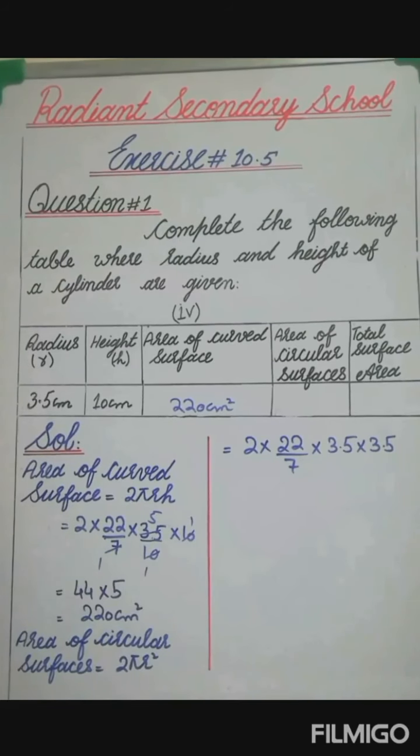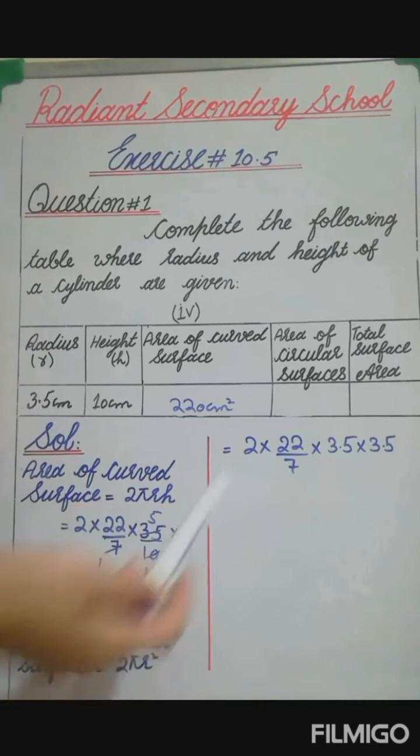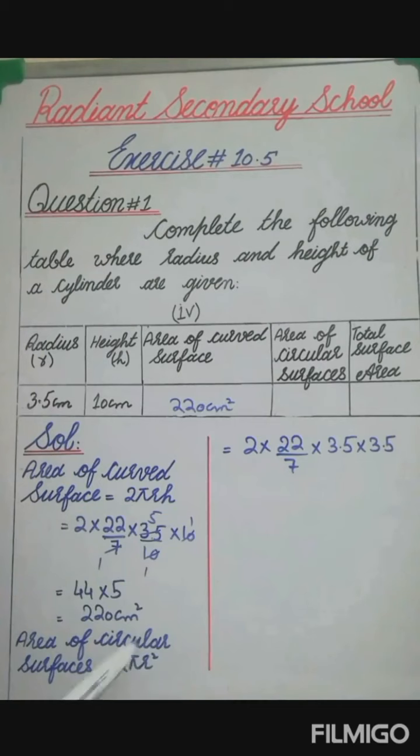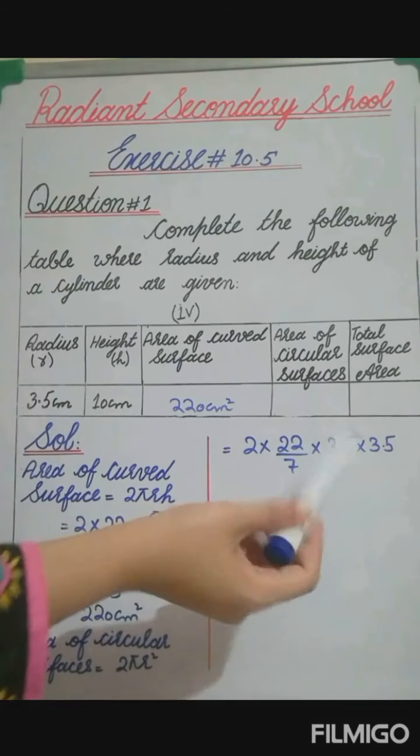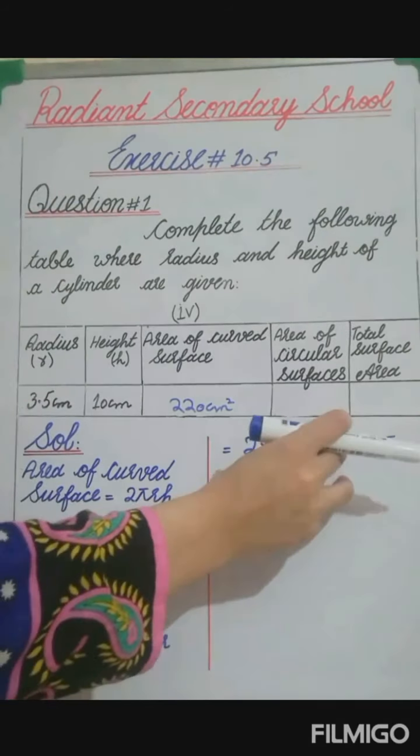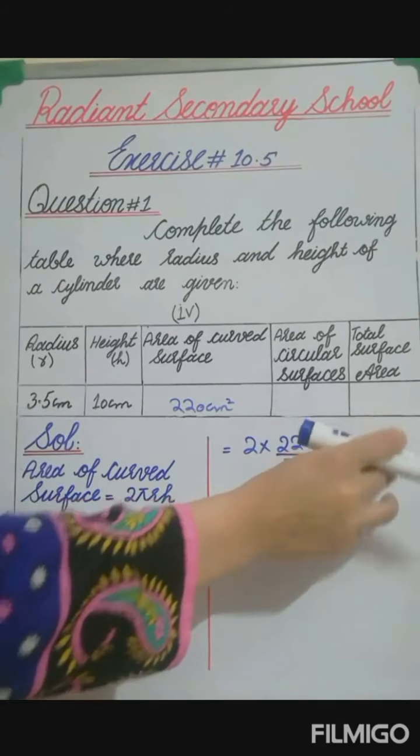Now we have to find out area of circular surfaces by using this formula 2 pi r square. Firstly, putting the values in this formula, 2 as it is, and the value of pi is 22 by 7. Now you can see r square is there. It means r is being multiplied by itself 2 times. So I can write like this, 3.5 into 3.5. Now we will remove this decimal point and then simplify.